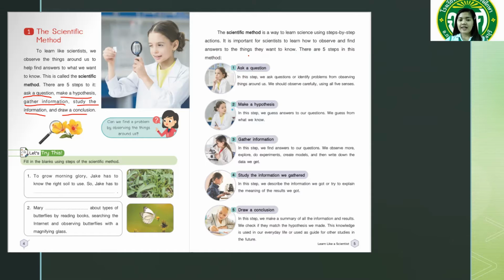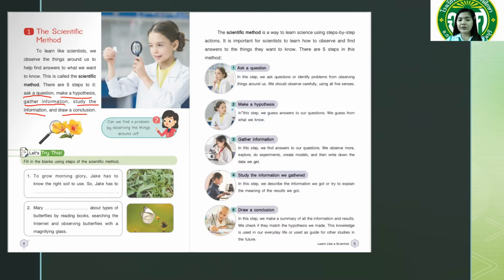Number 1 is ask a question. In this step, we ask questions or identify problems from observing things around us. We should observe carefully using all 5 senses. So we should observe using our 5 senses.